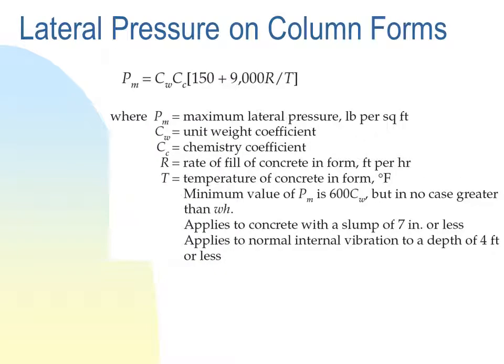Then if we talk about columns, the situation is very similar. However, it's even simpler, because the loads on columns are even smaller, since the four sides of the column work with us to carry the load. So it's only one equation. It doesn't have this condition. It's only the first equation, the same chemistry coefficients and weight coefficients are used, and again the same boundary conditions should be respected. The minimum is 600 CW and the maximum is WH.